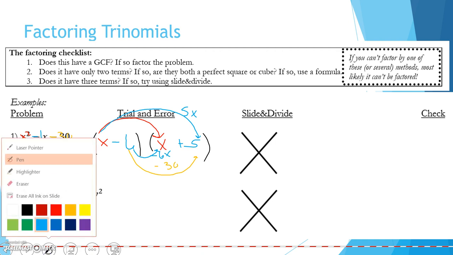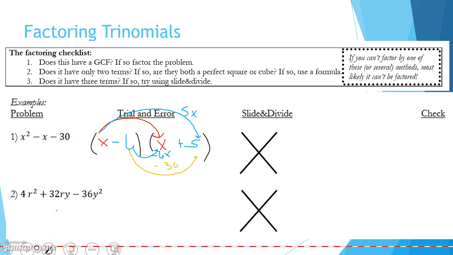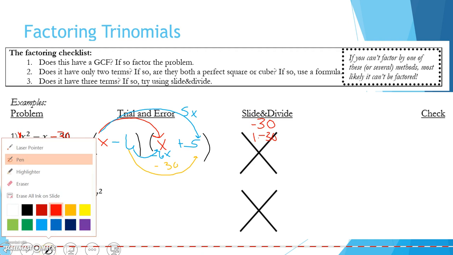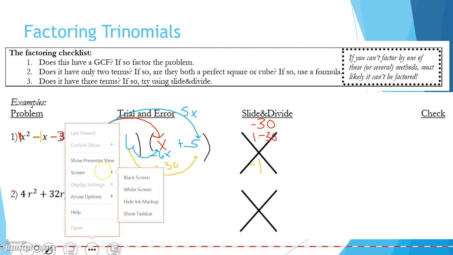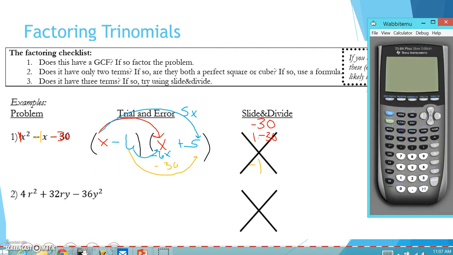So how you do slide and divide is that you make an x first, and you take the first number, which in this case, the first number before that x squared is 1, and you multiply by the last number, negative 30. So 1 times negative 30 goes up top, so negative 30. What goes down bottom is the middle number, so in this case it's negative 1. Then you have to figure out, using your brain or calculator, what multiplies to negative 30 and adds to negative 1. So let me show you how to do it on your calculator. You go to y equals, you put in the top number, negative 30, you divide it by x.